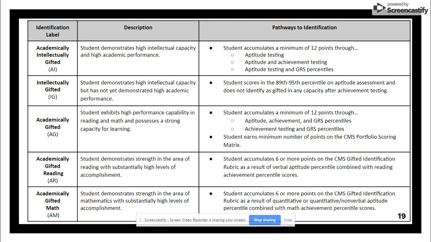Again, CMS currently has 5 ways students can identify as gifted. Definitions align with state definitions. There are multiple pathways for identifying in a variety of capacities. Students have multiple opportunities to demonstrate areas of strength. Reading over the pathways to identification will make the rubric make more sense.